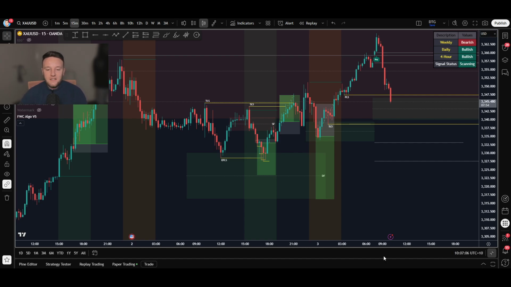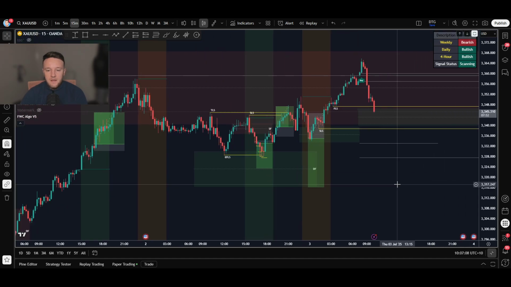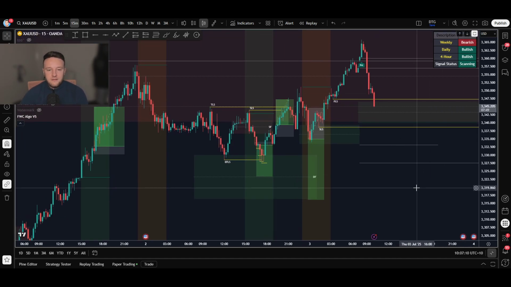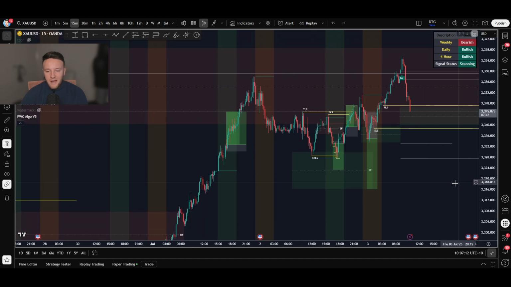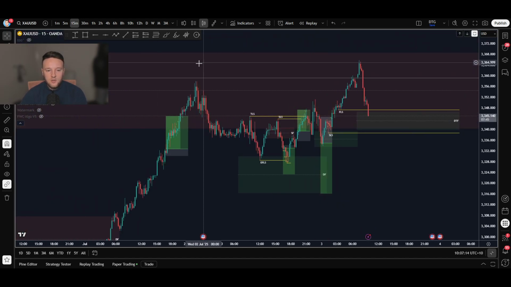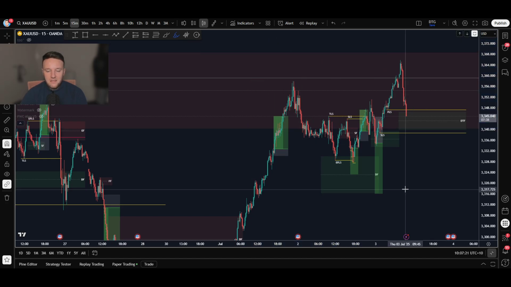Now, going into this window, going into this session, my overall bias from the higher time frame was bearish, right? Because coming into this level on Tuesday right here, we started to reject the mid range. This is a key level that I have planted on the chart.